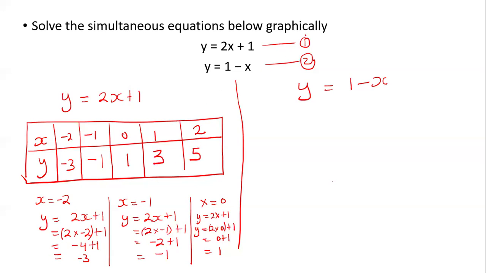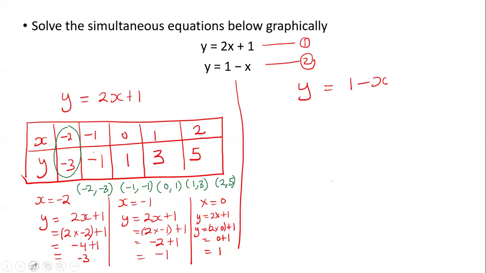Now, after doing that, it is always good practice to extract the coordinates that you are going to plot. Take an example for this. My first pair is going to be, you read it like this, negative 2, negative 3. Then I'll have negative 1, negative 1. I'm going to have 0, 1. I'll have 1 and 3, and then I'll have 2 and 5. So that is how I'm going to write my values for plotting.